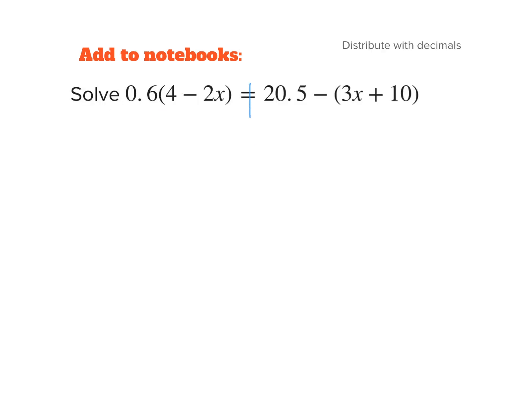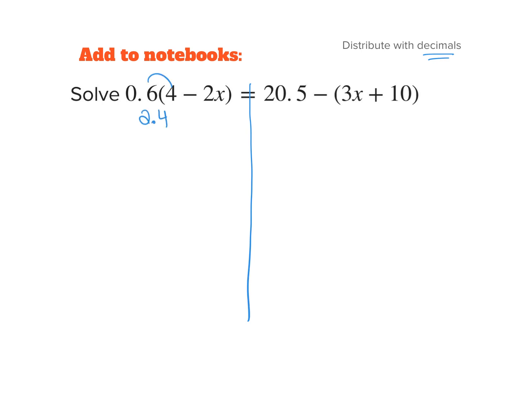And here's our final one that we'll do together. This one is a distributing property that involves decimals, but again, our steps are still going to be just like the previous slides. So we're going to start by distributing. We have 6/10 times 4, or 0.6 times 4, and that is 2.4.